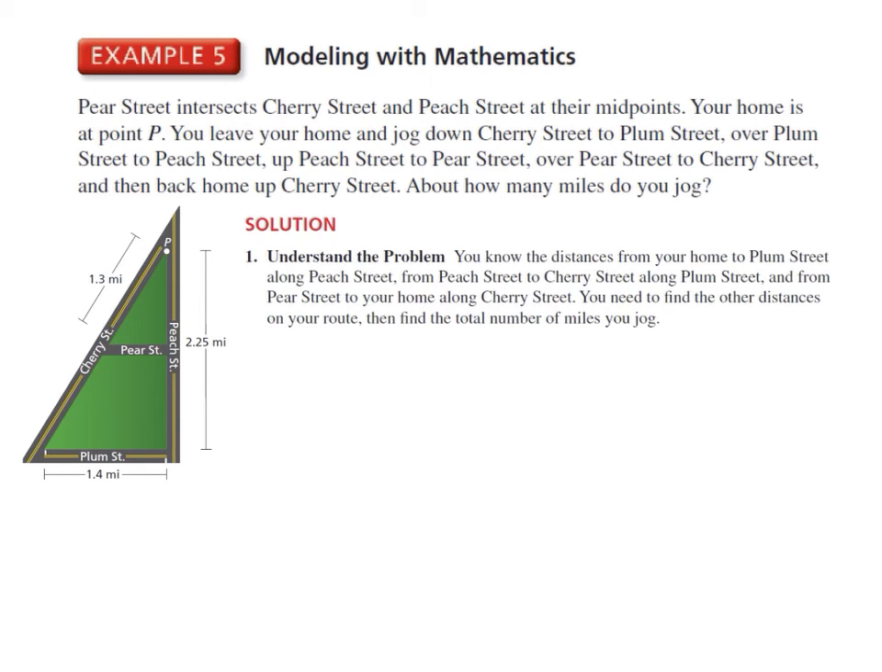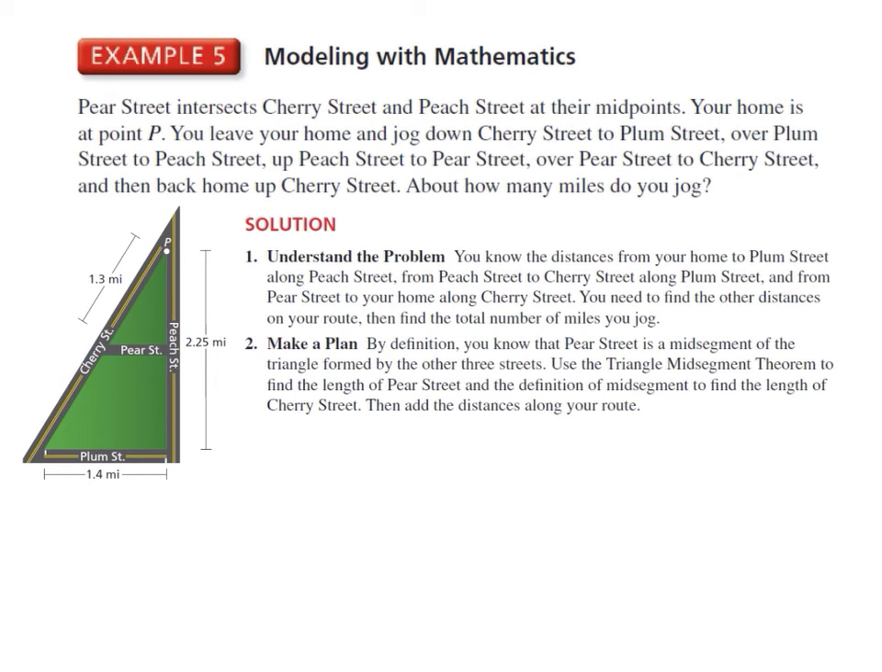All right, first we need to understand the problem. You know the distances from your home to Plum Street along Peach Street, so we have 2.25 miles. And then from Peach Street to Cherry Street along Plum Street, which is 1.4 miles. And from Pear Street to your home along Cherry Street, which is 1.3 miles. So you need to find the other distances on your route, then find the total number of miles you jog.